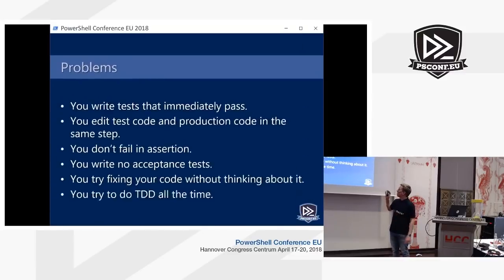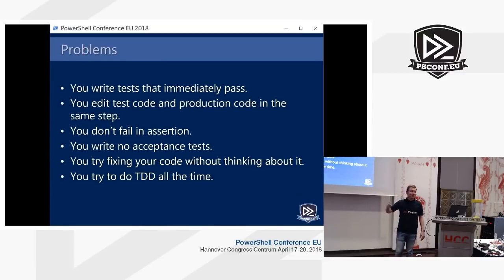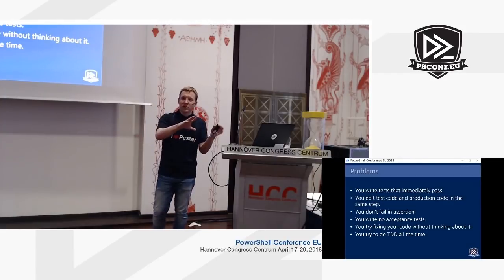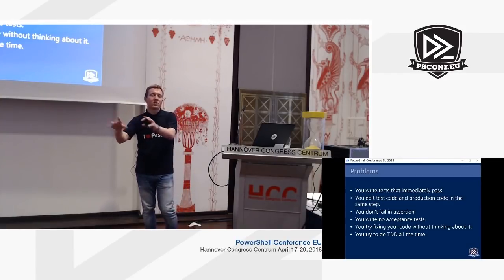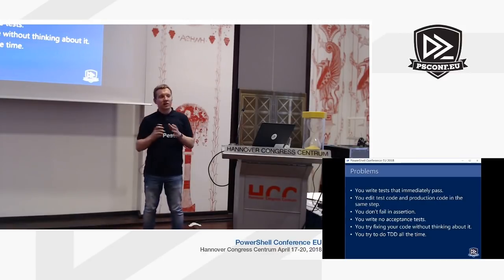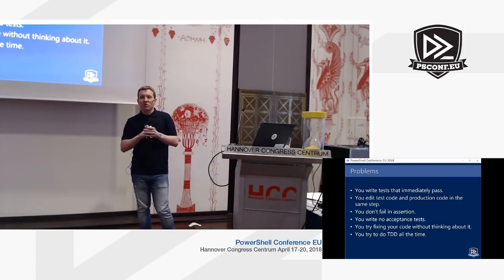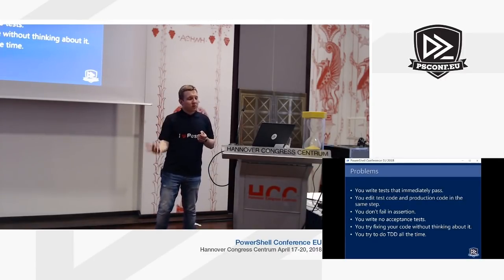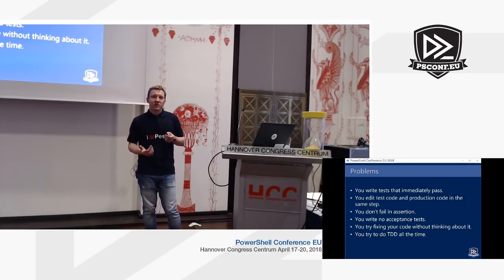So I just quickly want to address the common mistakes in TDD. You write tests that immediately pass. You shouldn't be doing that. You edit test code and production code in the same step, so you have this red-green-refactor cycle in which you should edit either test code or production code and then always rerun the test so you know where the problem is. If you don't do it, then you again don't know if the test code is broken or the production code is broken, so don't do that. Don't fail in assertion, we already addressed that.